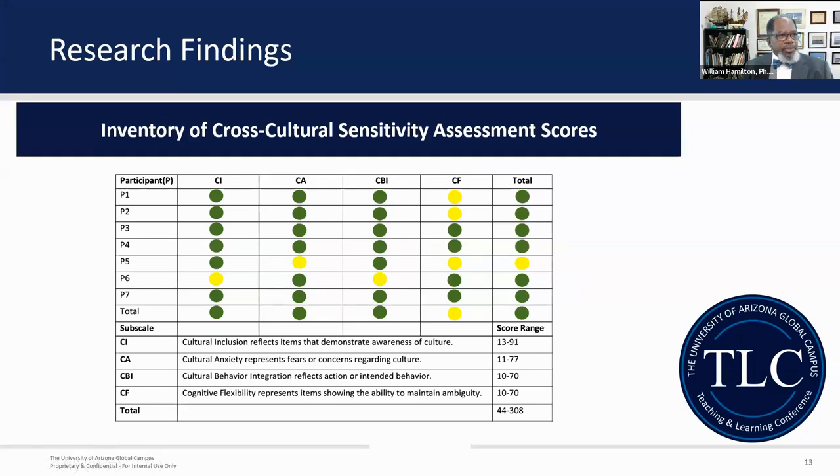The research findings: the inventory of cross-cultural sensitivity assessment scores. This is a visualization of the assessment scores from the Mahone and Kushner 2014 instrument, and it was important to the interview process. Seven participants, several of them, took the assessment, and only four did both the assessment and the interviews, that would be participants number one, four, six, and seven.